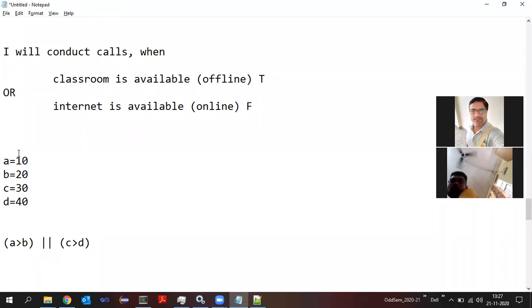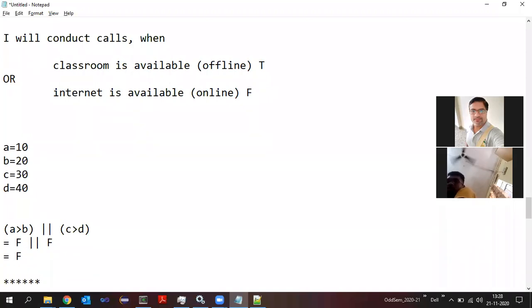Let us go step by step. A greater than B means what? Is 10 greater than 20? False. Then C greater than D. Is 30 greater than 40? No, that is false. Now the final result is what? I need to do the logical OR. Operands are both false. The result is going to be false. Correct? Yes, very good.